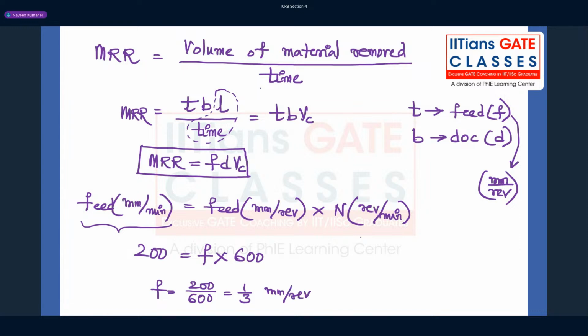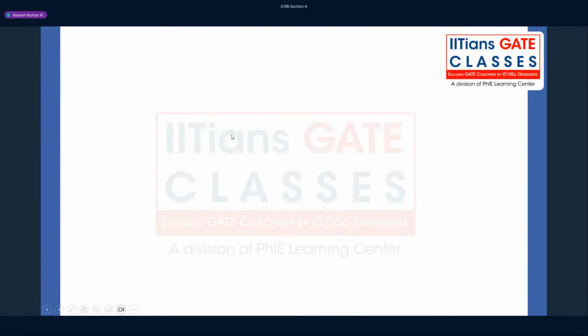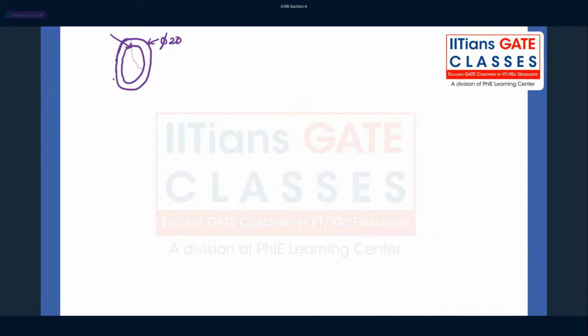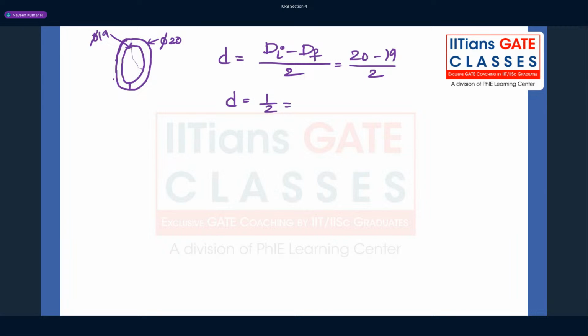Depth of cut should be found out next. The diameter is reducing, from initial diameter 20 to final diameter 19. So depth of cut is equal to d initial minus d final by 2, which is 20 minus 19 by 2. So depth of cut is equal to 1 by 2, which is 0.5.